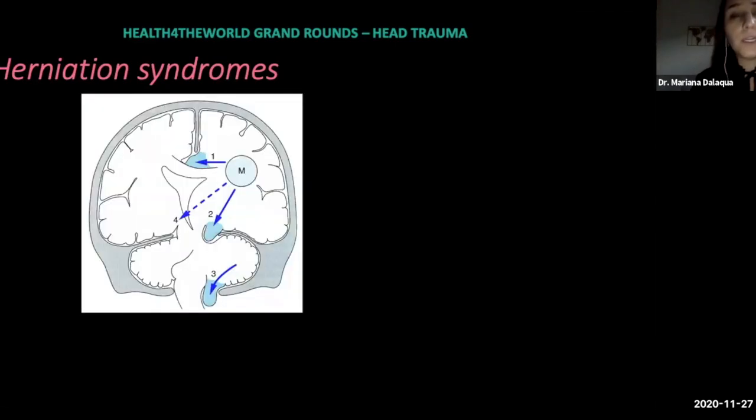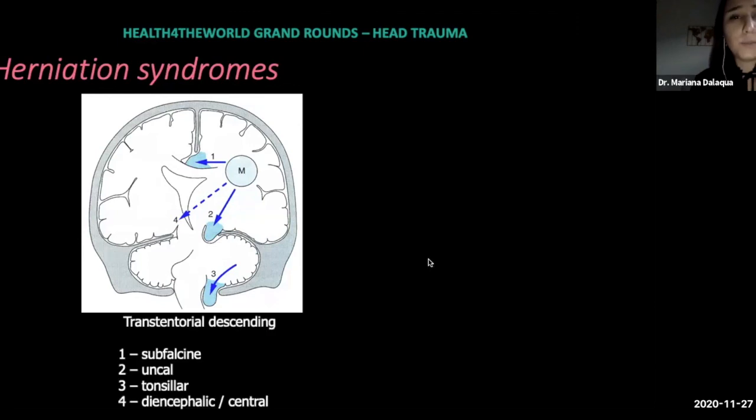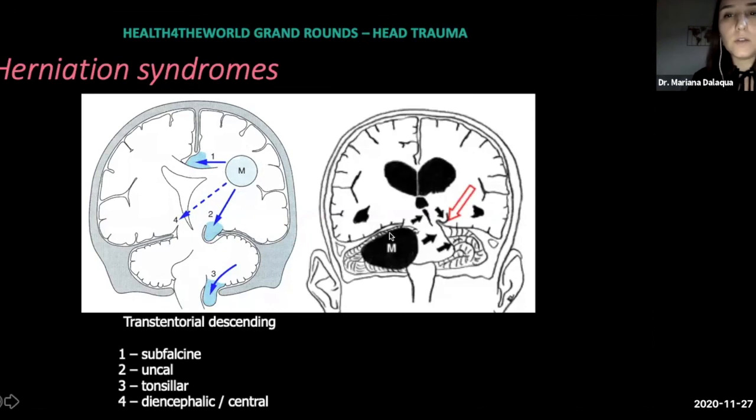So talking a little bit about herniation syndromes, just to remember, we have type 1 that would be subfalcine, type 2 that would be uncal, type 3 that would be tonsillar, and type 4 that would be diencephalic or central herniation. And this can happen because of a tumor or because of a hematoma or anything that occupies space. But we can also have this kind of lesion in the infratentorial compartment, and we may have compression of the brainstem and upward cerebellar herniation. We should remember about it.